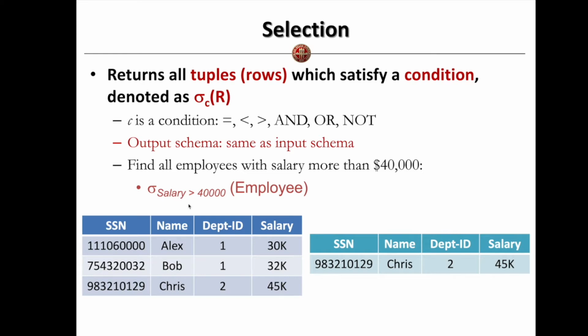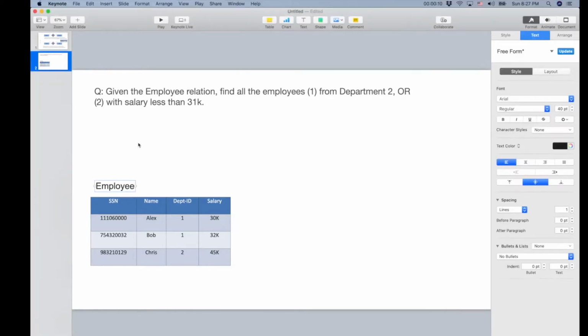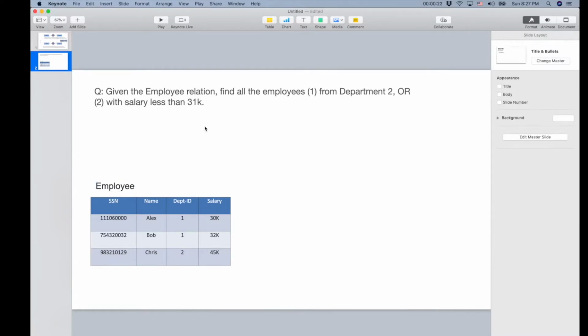And we can also provide more complex selections. Let's assume we still work on the employee relation. We have a question: we want to find all the employees who are either from department 2 or have a salary which is less than 31K. How can we do this query and represent it with relational algebra?